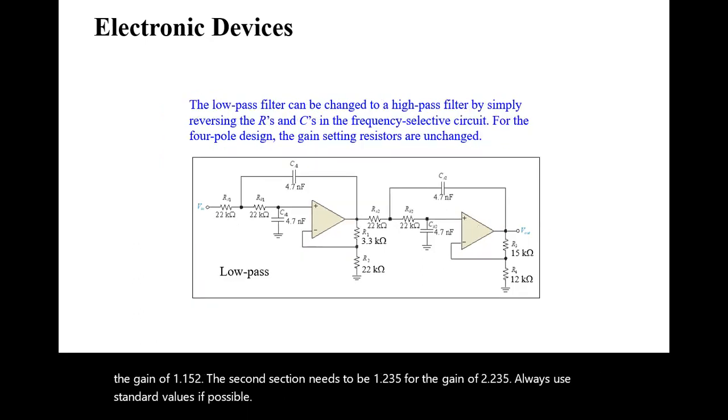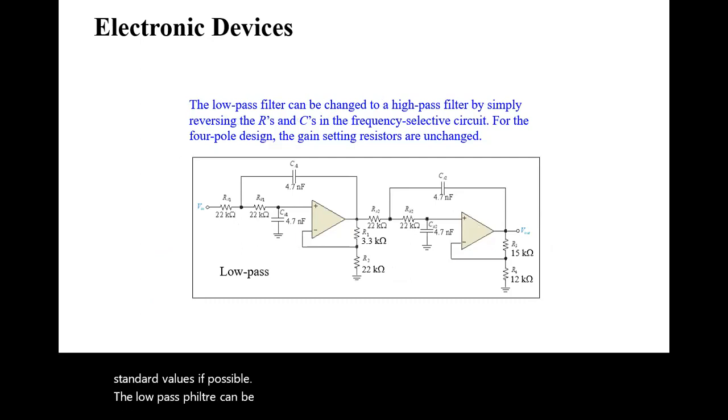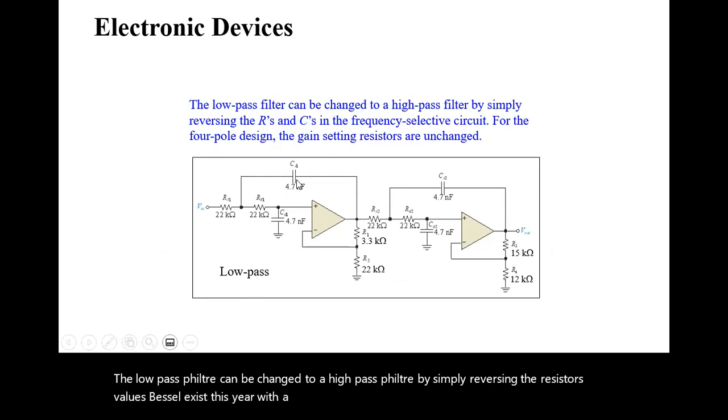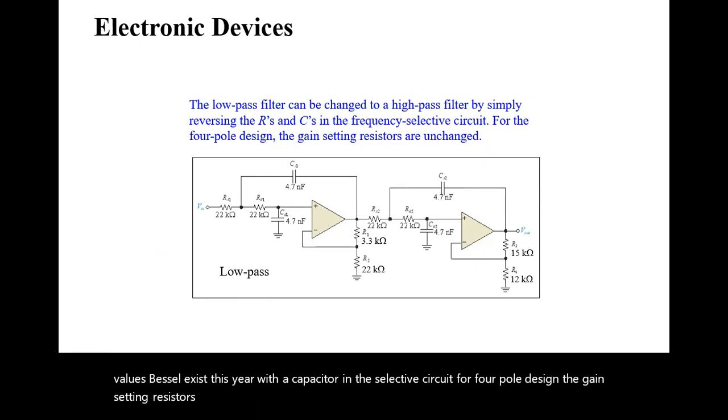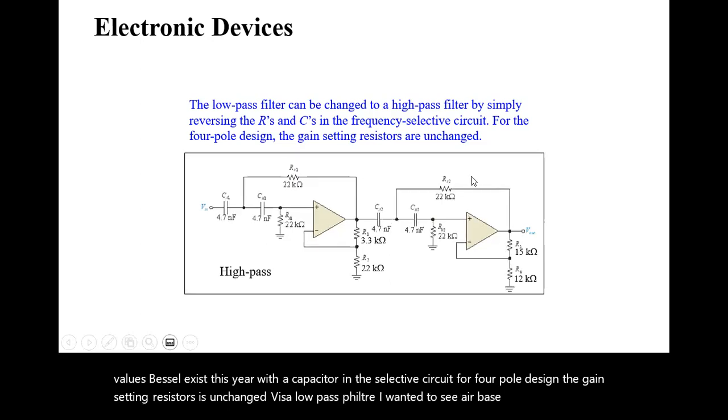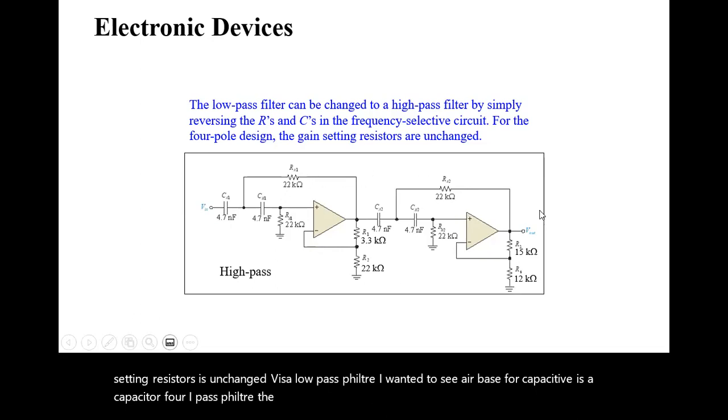The low-pass filter can be changed to a high-pass filter by simply reversing the resistor values with the capacitor in the selective circuit. For the four-pole design, the gain setting resistors are unchanged. There's the low-pass filter; I want you to see there's a capacitor here, and a capacitor here. For the high-pass filter, the positions of the capacitor and the resistor change. Here you can see now, in the low-pass this was a capacitor; in the high-pass, this one is a resistor.